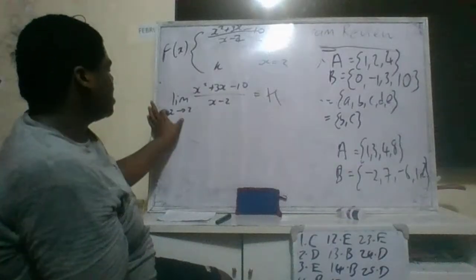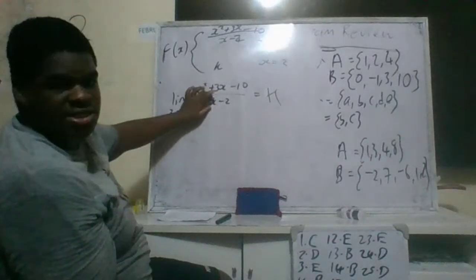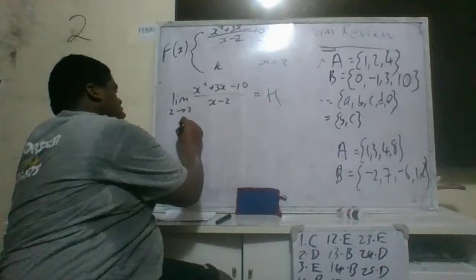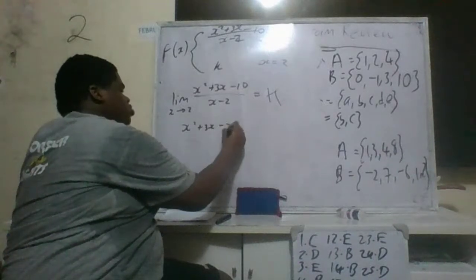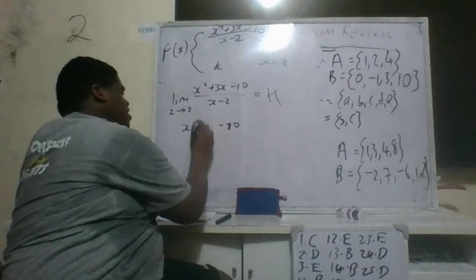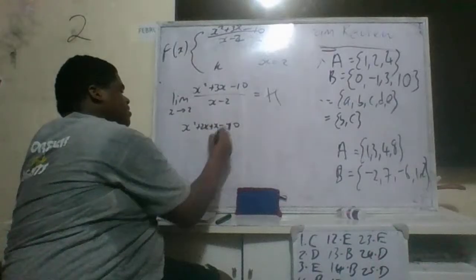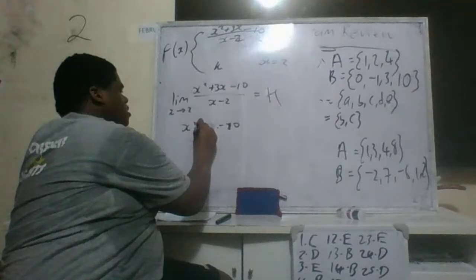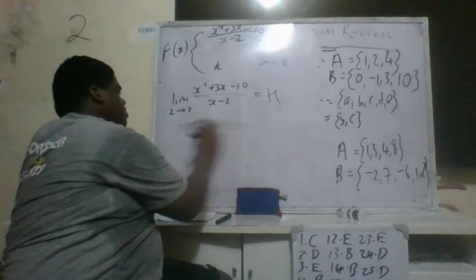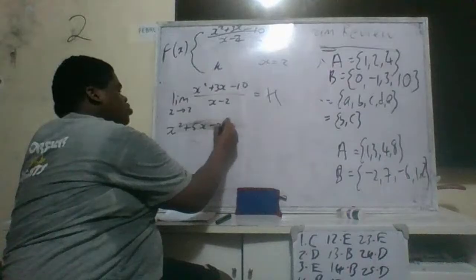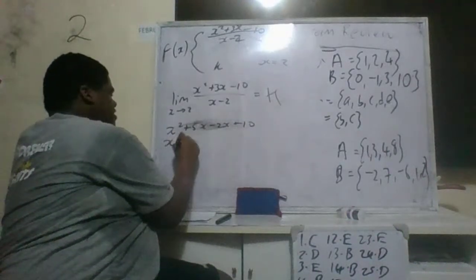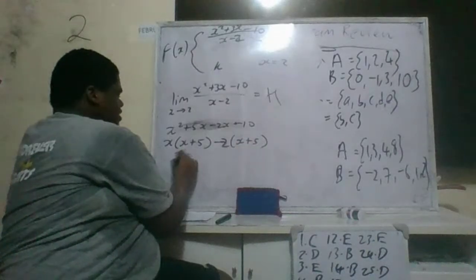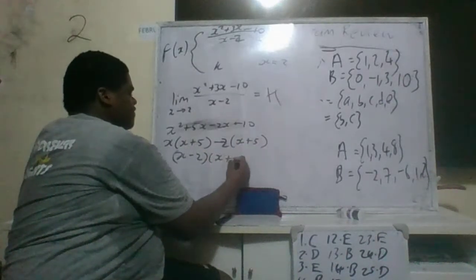Good. Now when you put in x equals 2, you notice that you are dividing by 0, and you don't want to divide by 0. So what you do is factorize. x squared plus 3x minus 10 is the same thing as x squared plus 5x minus 2x minus 10. This is x times x plus 5, minus 2 times x plus 5. This is x minus 2 times x plus 5.